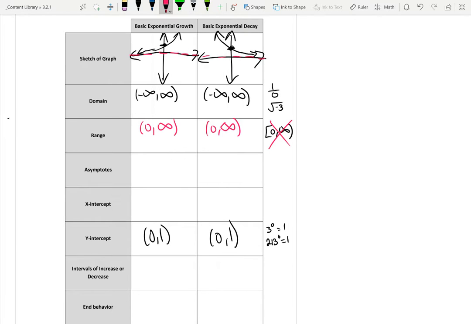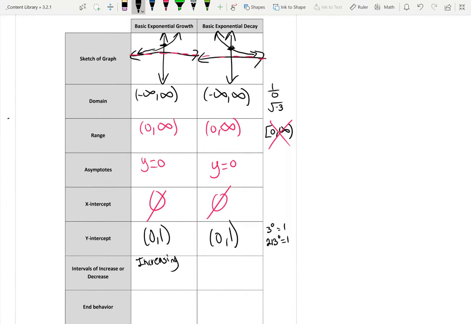As we discussed, the x-axis is an asymptote, which is when y equals 0. Now, since it does not touch the x-axis, there's no way there's going to be an x-intercept. The final piece is to write the intervals of increasing and decreasing, and since it's growth, it is increasing.